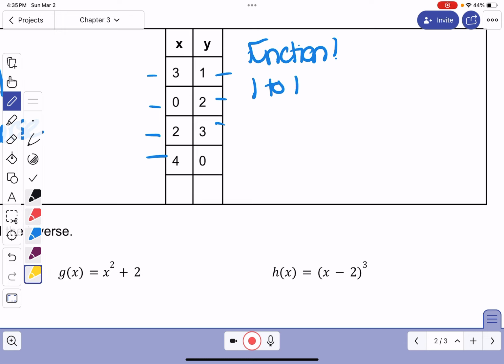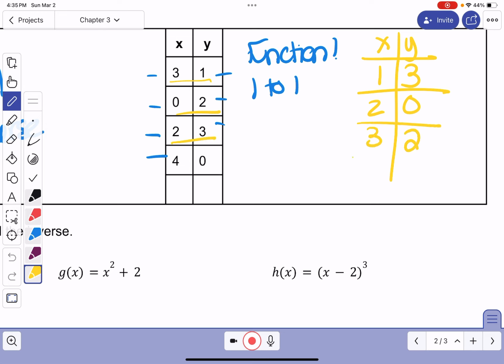Now, to find the inverse, we're just switching the x and the y. Undoing themselves switches the points. So 3, 1 becomes 1, 3. 0, 2 becomes 2, 0. 2, 3 becomes 3, 2. 4, 0 becomes 0, 4. Now this is the inverse.